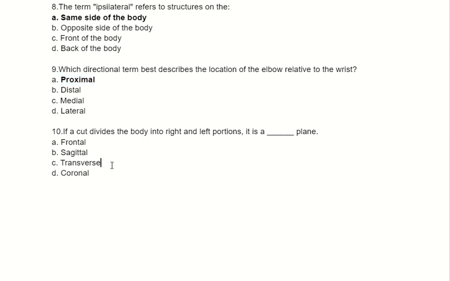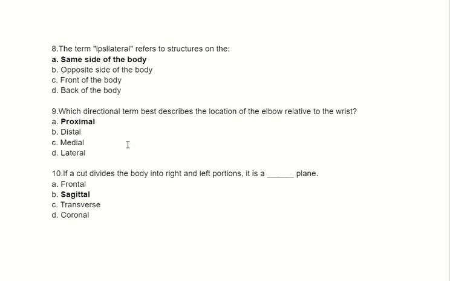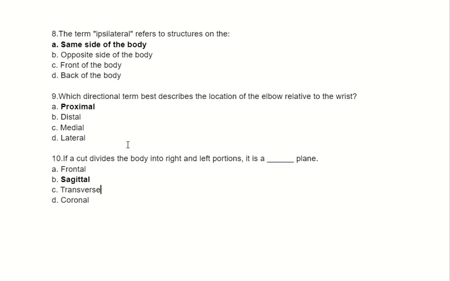Okay, and then number 10. If a cut divides the body into right and left portions, it is a blank plane. Frontal, sagittal, transverse, or coronal. So we talked about these 4 planes again. If you guessed sagittal, you would be absolutely correct. And that leaves frontal and coronal. We didn't really talk about those. That's going to cut the body into front and back.